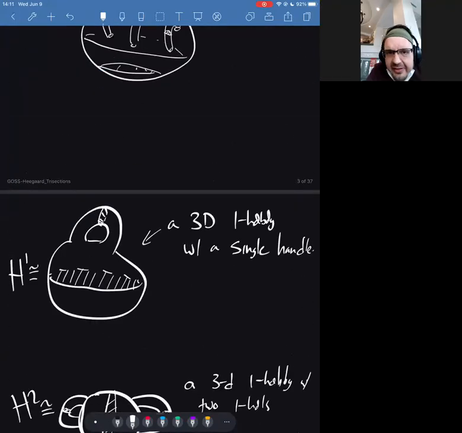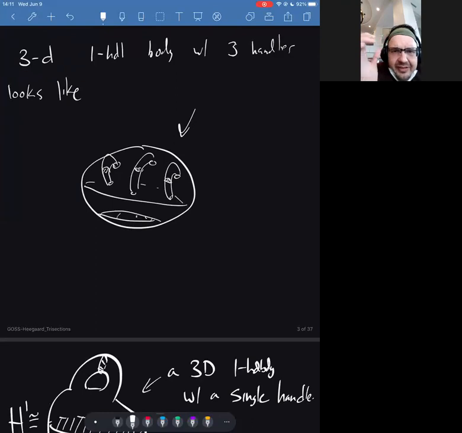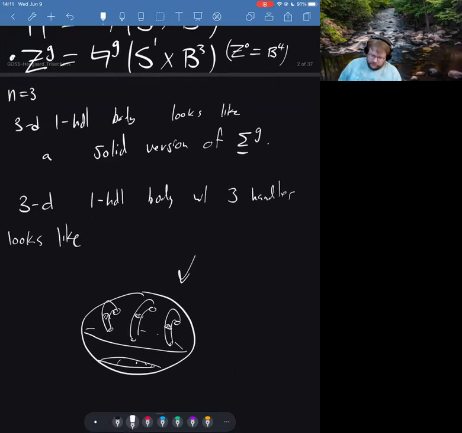Question. Yeah, go for it. What is the difference between the boundary connect sum and the usual connect sum? Yeah, great question.